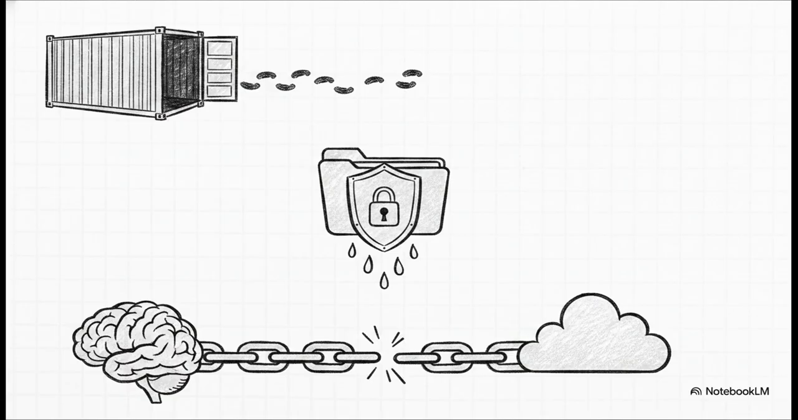Finally, the model supply chain. We really need a paradigm shift here. Downloaded models are not just static text files anymore. They are essentially executable data, which requires strict verification and version pinning.